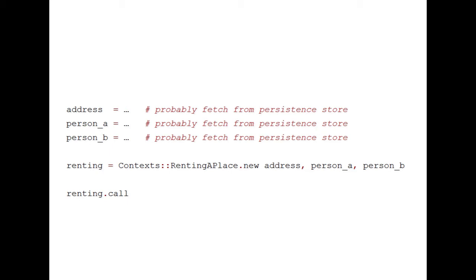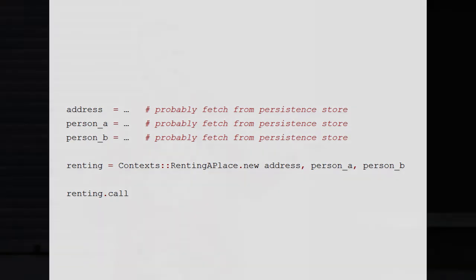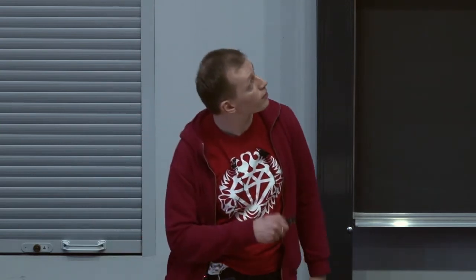So yeah, basically, you have an address, person A, person B. You might get it from your controller. You might get it elsewhere if it doesn't necessarily need to be a web app, obviously. And then you create a renting context that you pass the address and two people, and then you call it, and it does the magic.